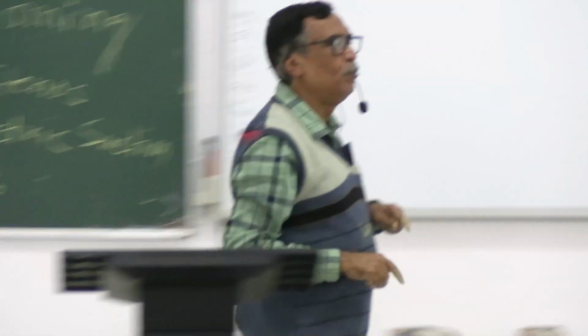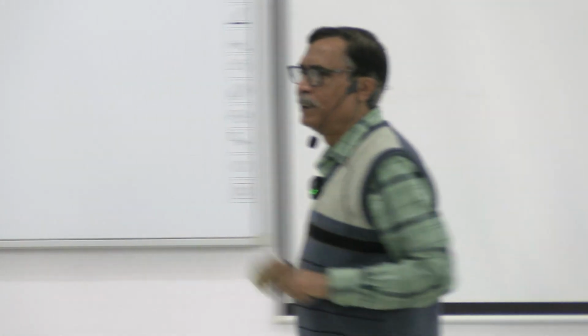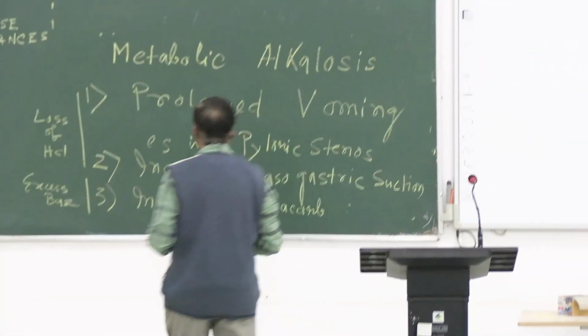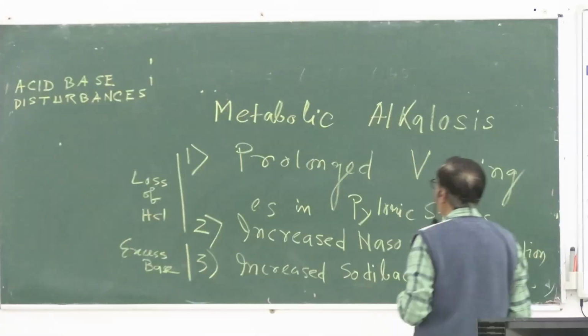In both cases, there will be increase of the bicarbonate primarily and increase of the PCO2 secondarily. Ratio will be greater than 20. Next is the metabolic alkalosis, the respiratory alkalosis.